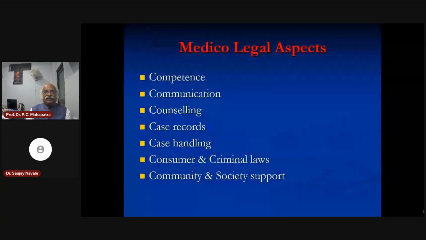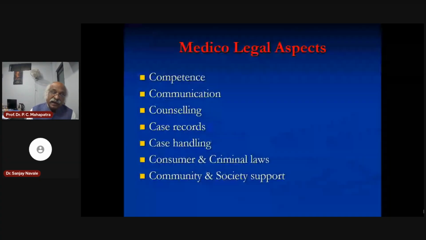And for the medico-legal aspects, you have to know these few C's. I must tell you, competence is important. You must be competent enough and acquire the skill to become competent. A good communication skill is important, and building up rapport with the patient is important. Counseling: people do not have time to counsel now with the busy practice. The next is case records. You spend some time or ask your junior to take detailed case records.